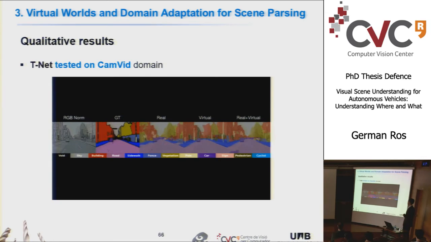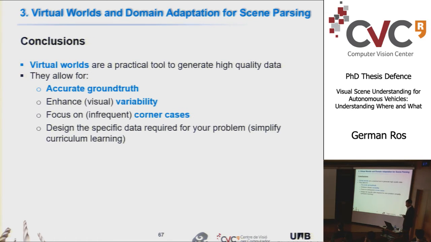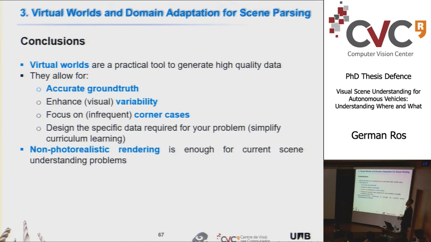So the conclusion for this part would be that nowadays virtual worlds are a very practical tool to generate high quality images with annotations. We don't need them to be photorealistic, so this is a lesson we have learned. For this specific family of problems, we don't need photorealistic rendering, which is quite expensive. It takes a couple of days per frame. Here we can render more than 10,000 frames per hour with all the configuration of ground truth, for instance, segmentation, depth estimation, and so on.